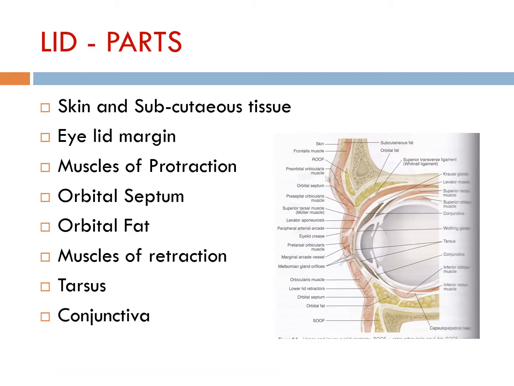Coming to lid parts, lid is a mobile curtain in front of the eye and it has skin and subcutaneous tissue, eyelid margin, muscles for protraction, orbital septum, orbital fat, muscles of retraction, tarsus and conjunctiva.